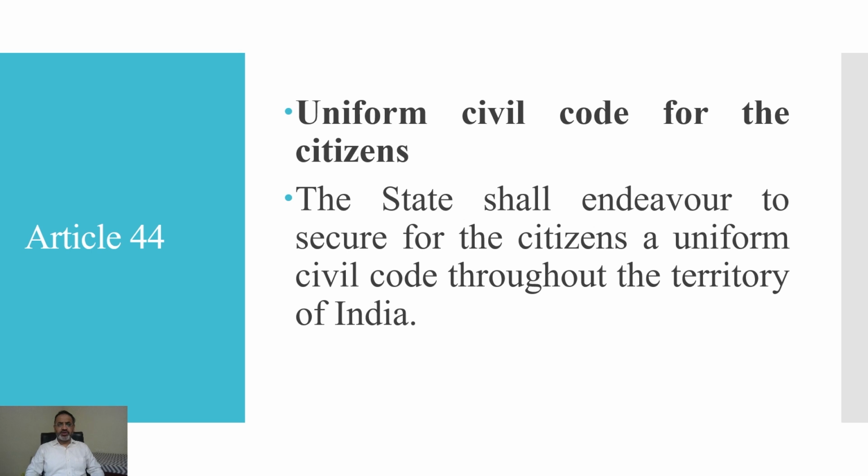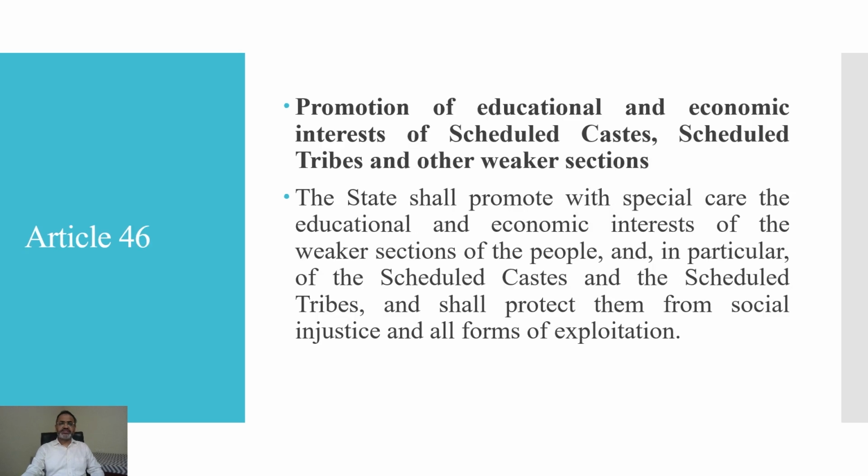So this is what Article 44 is. Next, we have Article 46, promotion of educational and economic interests of scheduled castes, scheduled tribes, and other weaker sections. That's again a very important provision, primarily talking about scheduled castes and scheduled tribes and other weaker sections.